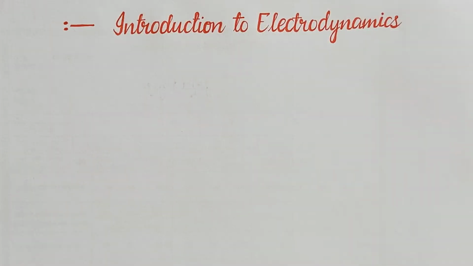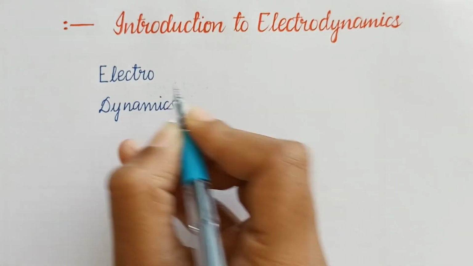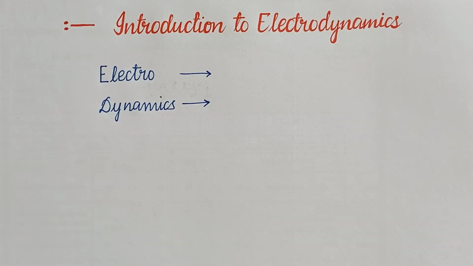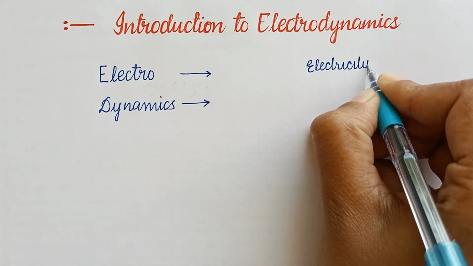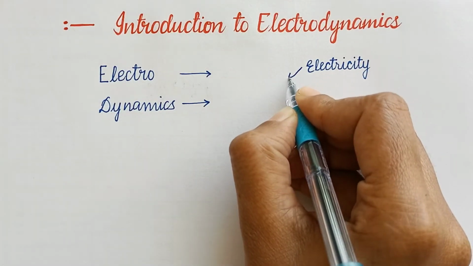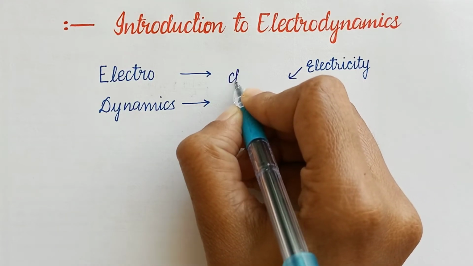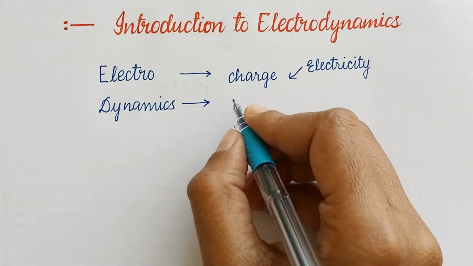Topic of today's video is Introduction to Electrodynamics. Firstly, let's understand this word, electro and dynamics. Well, the first word that comes in our mind after hearing the word electro is electricity. What is electricity? It is a flow of charges. So, electro is actually charge. And dynamics deals with motion.